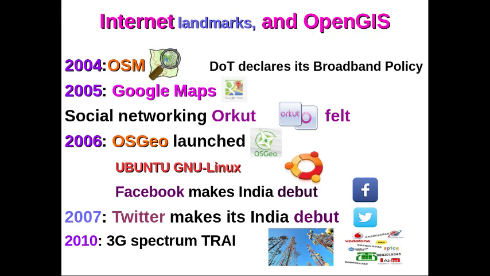OpenStreetMap 2004, Department of Telecommunication declared in 2004 its broadband policy. 2005, Google Maps and social networking Orkut. Now we know only Facebook and all, but Orkut was there at that time. 2006, OSGeo launched. Ubuntu GNU Linux, 14 years ago, launched one of the most popular Linux.